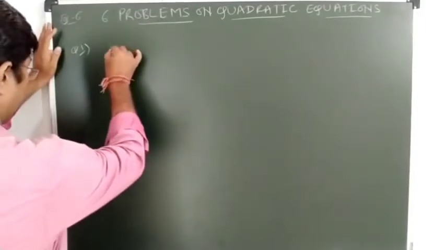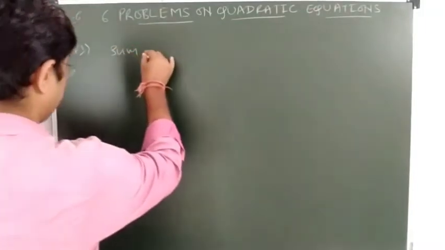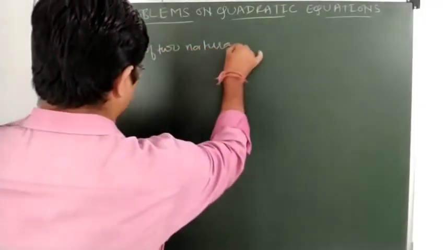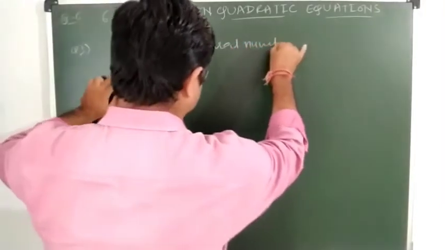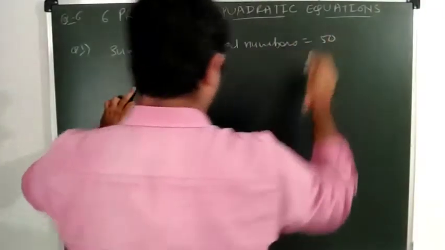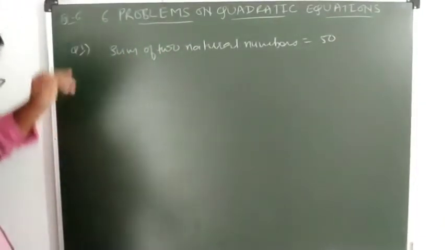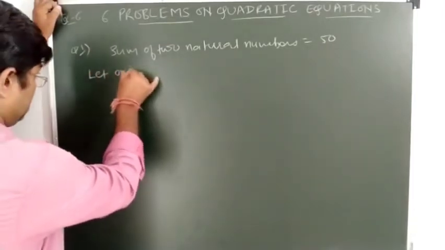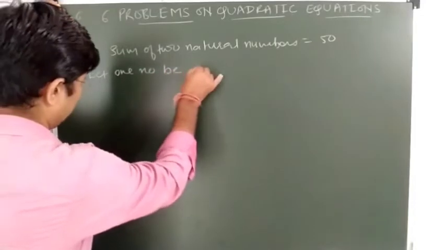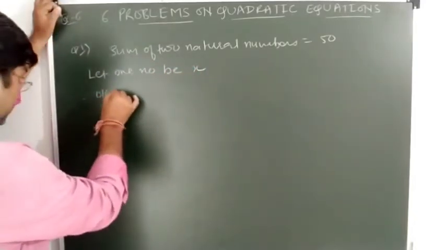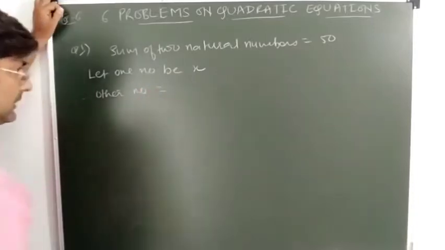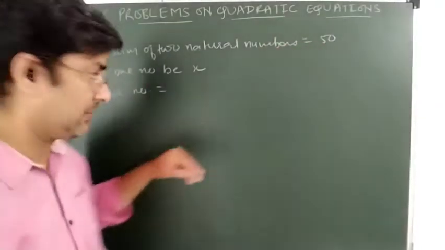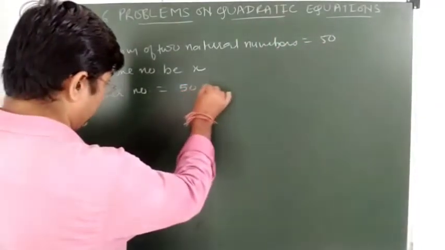So first of all, the sum of two natural numbers is given. I will write down: sum of two natural numbers is equal to 50. So I will consider one natural number to be x. Let one number be x and therefore the other number: since the sum of two numbers is 50 and one number is x, the other number will always be 50 minus x. Clear? So 50 minus x.